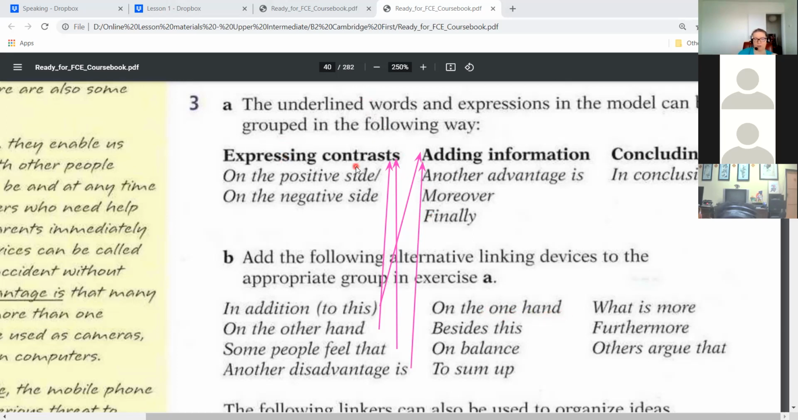Okay, and the next one, on the one hand, what does this do? Does it express contrast? Does it add information? Does it conclude? Expressing contrast. Very good. Excellent. Well done. Okay, and what about this one? Besides this, what does it do? Express contrast, add information, or conclude? No, it doesn't. It actually expresses contrast.